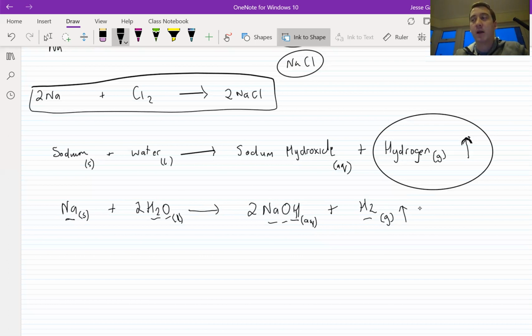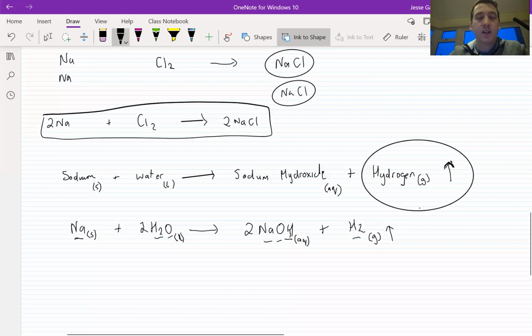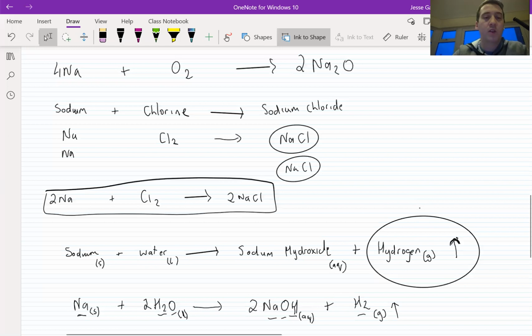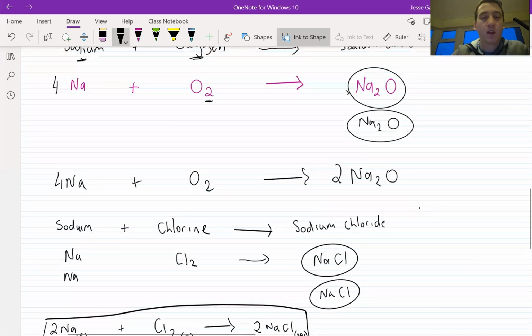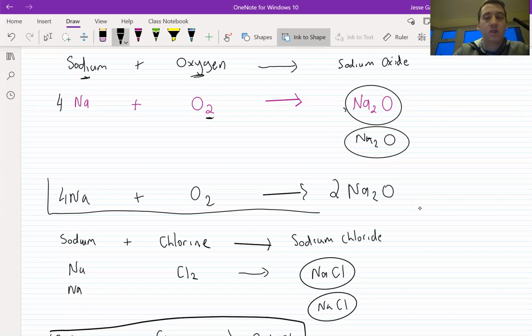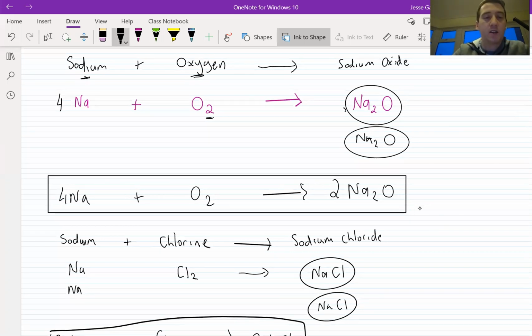Again, if you need help with balancing equations, you need to go and watch our video on balancing equations. All right, so you see the state symbols there. We're going to add the state symbols to the other ones as well. Sodium up here is a solid, whereas chlorine is a gas at room temperature. NaCl is what we call an aqueous solution. It's a solid dissolved in water. For this one, this was the first one, the sodium and the oxygen. Sodium has a solid state symbol. Oxygen is a gas at room temperature. And Na2O, sodium oxide, is a solid at room temperature.